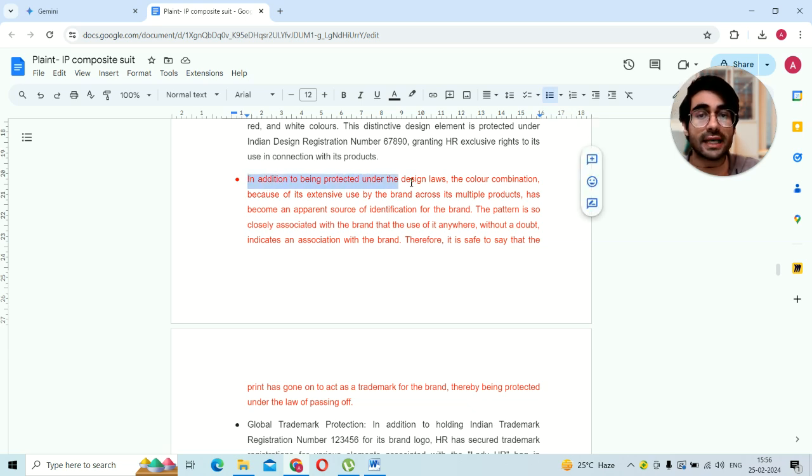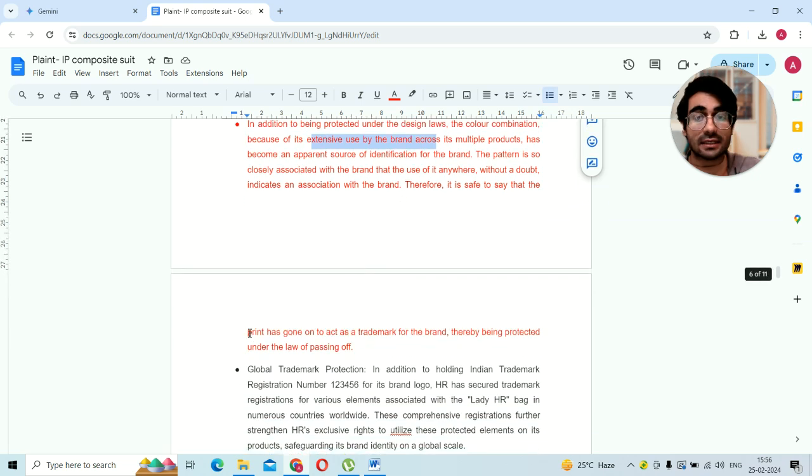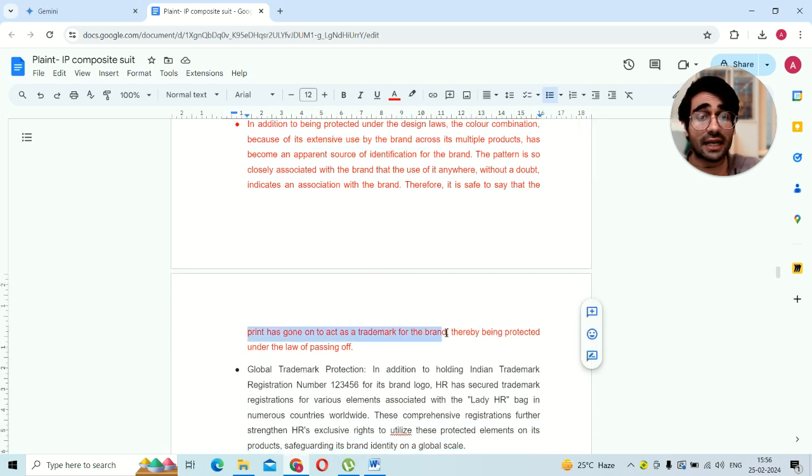In addition to being protected under the design laws, the color combination, because of its extensive use by the brand across its multiple products, has become an apparent source of identification for the brand. The pattern is so closely associated with the brand that the use of it anywhere without a doubt indicates an association with the brand. Therefore, it is safe to say that the print has gone on to act as a trademark for the brand, thereby being protected under the laws of passing off, right?